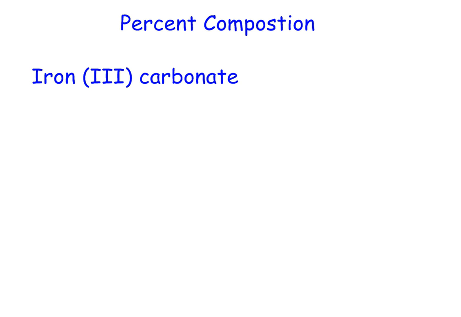Percent composition by mass is oftentimes used in the analysis of matter. It may come from using experimental data gathered from the field, or in the case of this segment, we're going to look at the formula for the compound and determine the percent composition from that.